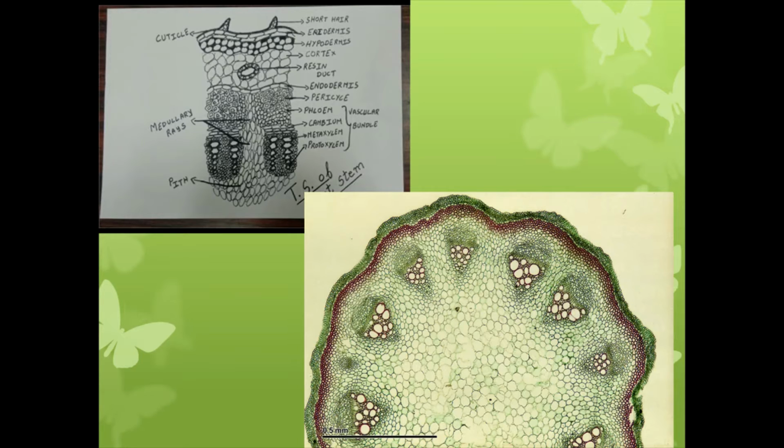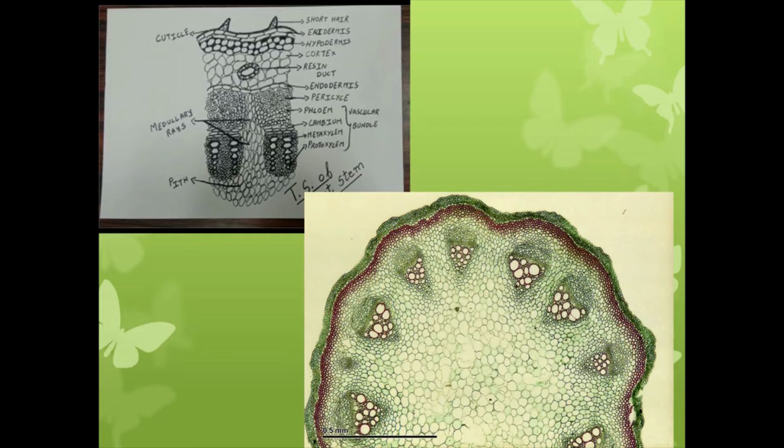Below the cortex, we can see a single layered endodermis. This endodermis is very special because it is composed of a water impermeable deposit around it called suberin, and this is also called the Casparian strip. Below the endodermis is the pericycle. If you look very carefully, the cells have very thick cell walls. Why is this drawn like this? Because the pericycle comprises sclerenchyma cells, which are dead cells.